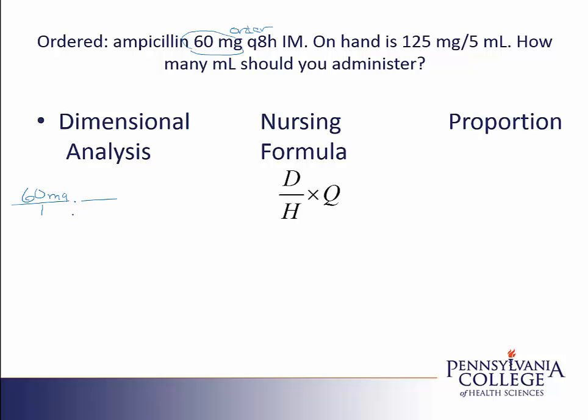And then we'll multiply the order by a fraction that represents the concentration of the medication. We often call the concentration what's available. In this case, I'll put the 125 milligrams on the bottom to cancel the label of milligrams. I'll put the 5 milliliters that goes with it on top. Milligrams cancels, and I'm ready to do the math. So on my calculator, I'll take 60 times 5 and divide by 125 to get an answer of 2.4 milliliters.